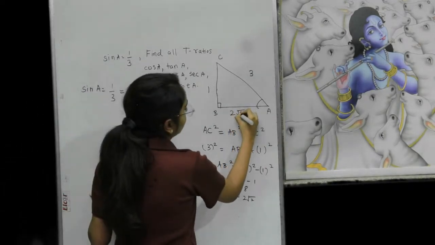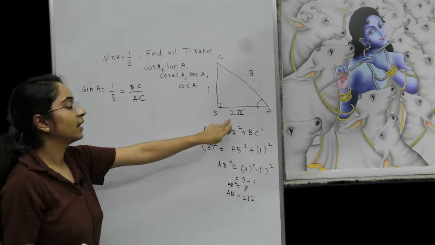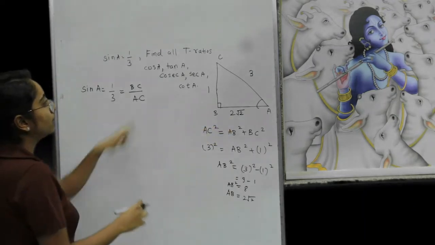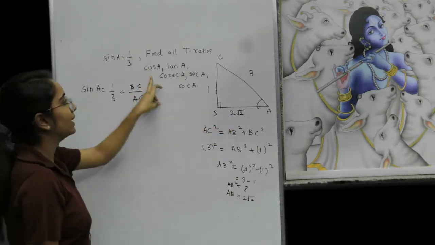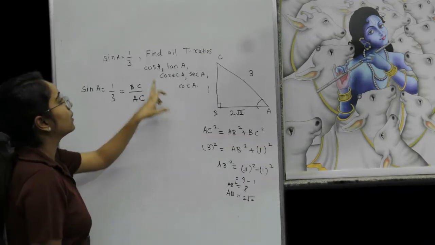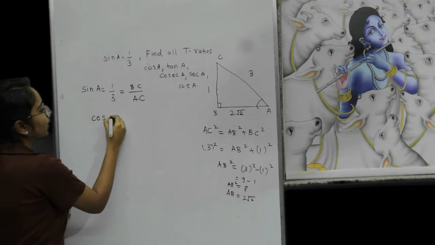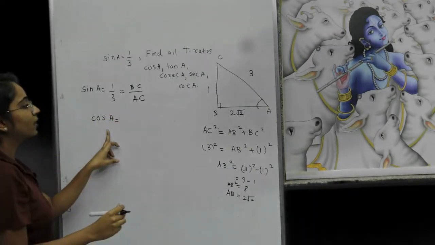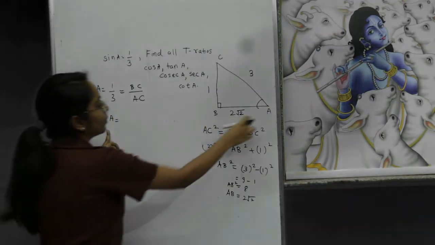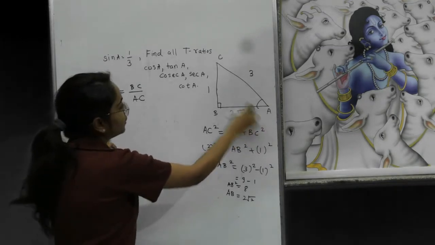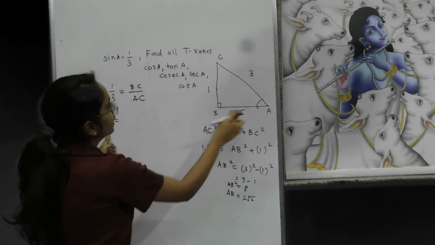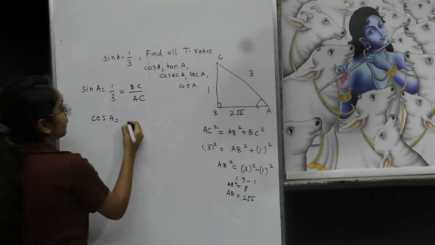Now we have all the three sides, and AB comes to be 2 root 2. Now we have to find the remaining trigonometric relations. So first of all we will find the value of cos A. The formula for cos A is the side adjacent to angle A, which is AB, over the hypotenuse, which is AC.